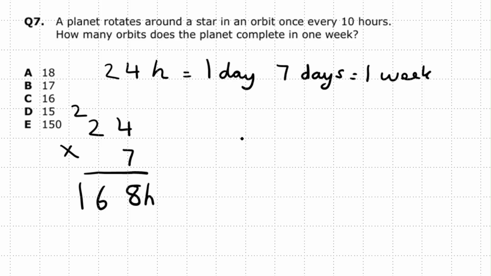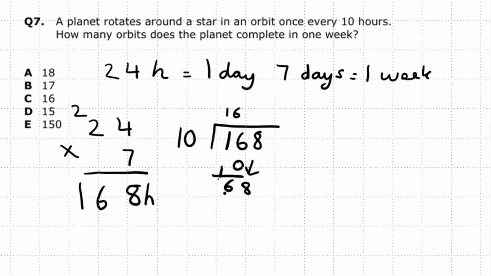So now we need to divide 168 by 10 to find out how many orbits it completes. 10 times 1 equals 10. 16 minus 10 equals 6. 8 goes down. 10 goes in 6 times into 68. So 68 minus 60 equals 8.